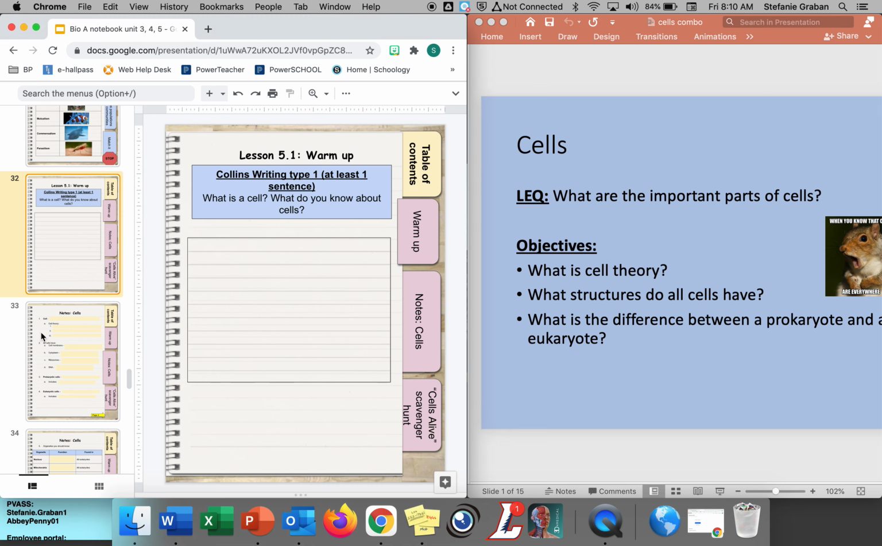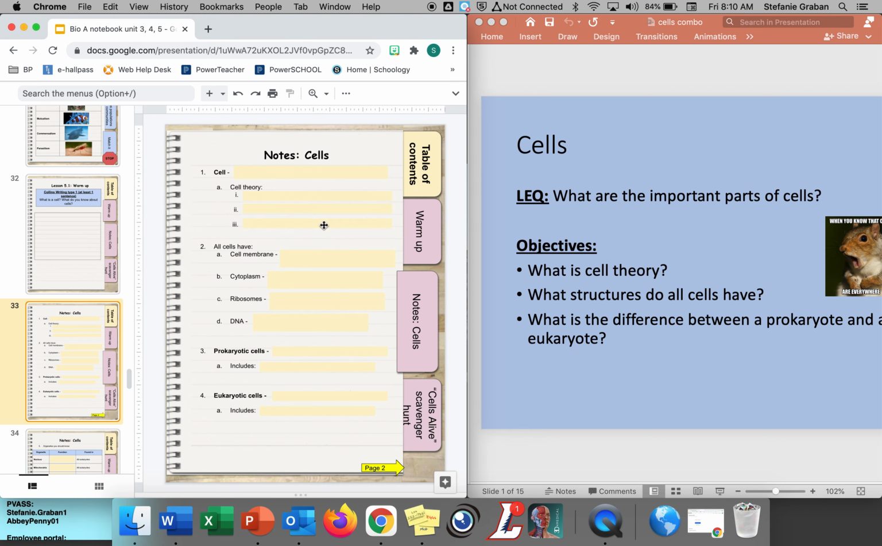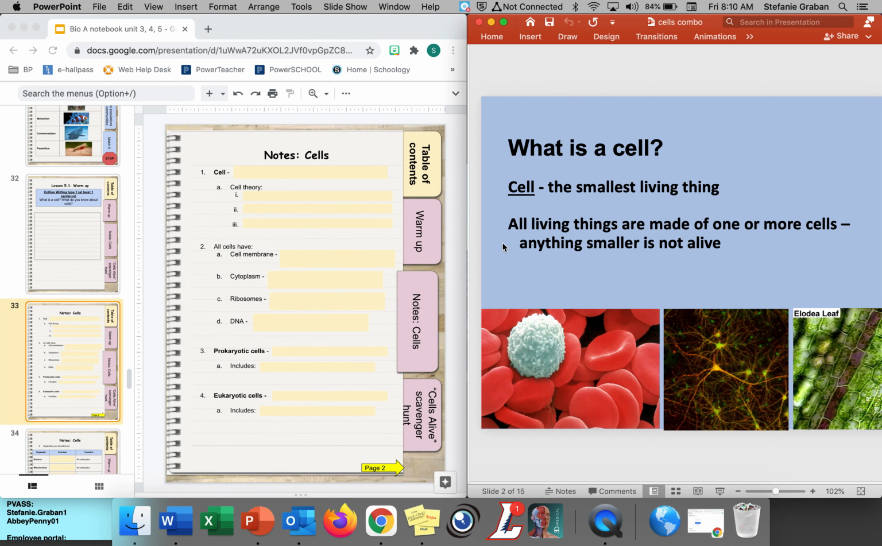So we're going to jump down to 33. I have this open, I have this open. We're just going to go through it together and fill in all the blanks. So, what's a cell? A cell is the smallest living thing, or the smallest thing that is considered alive.